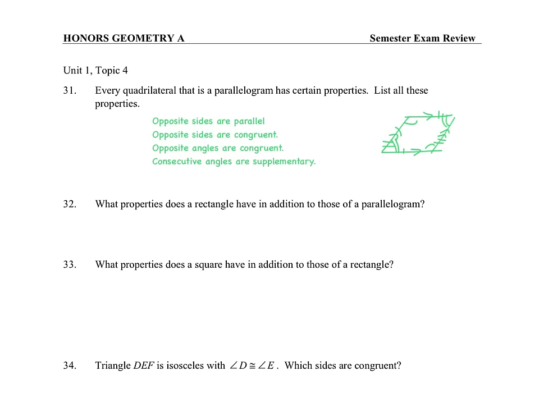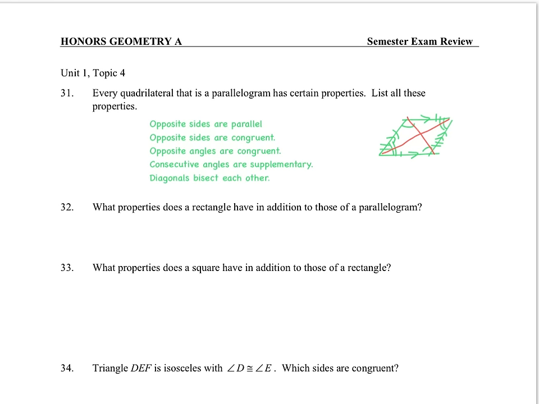Finally, our last property is about the diagonals. And the diagonals are going to bisect each other. So that means that this part right here is going to be congruent to this part because this diagonal cuts it in half. Same thing with this diagonal. This part is going to be congruent to this part because this diagonal cuts it in half.